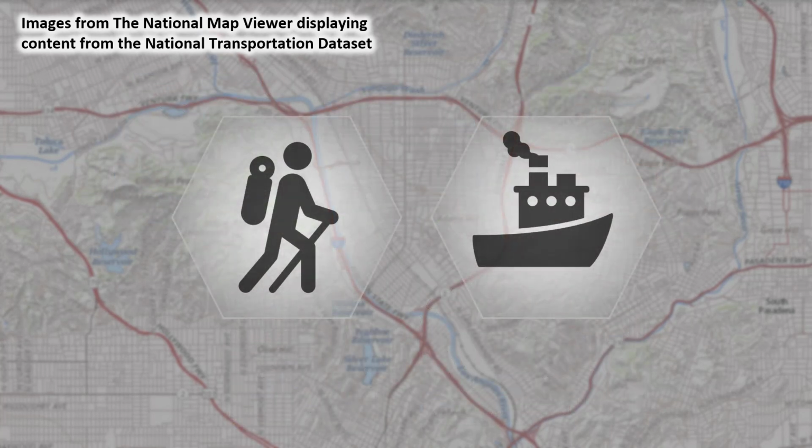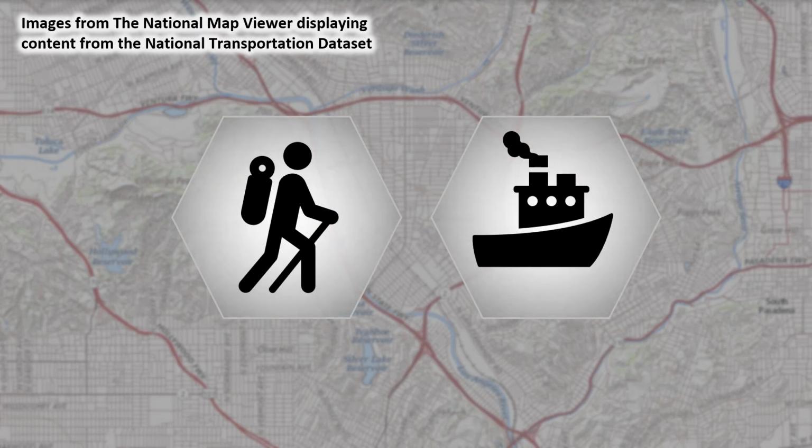Trails come from a variety of sources, including the U.S. Forest Service, the National Park Service, the U.S. Fish and Wildlife Service, as well as the National Digital Trails Project, a Department of Interior initiative to expand recreational opportunities on the nation's public lands. Ferry routes, tunnels, and other transportation features can also be found in this dataset.